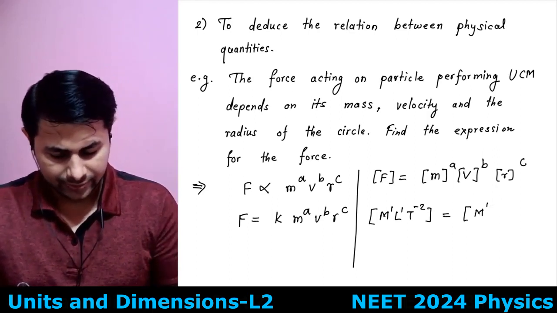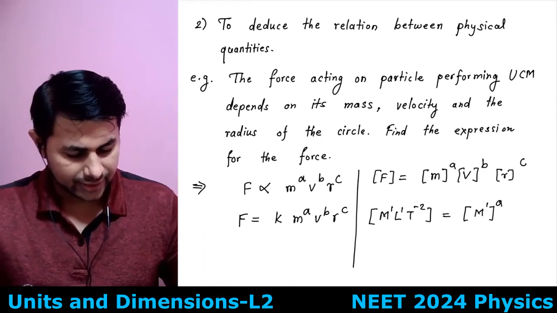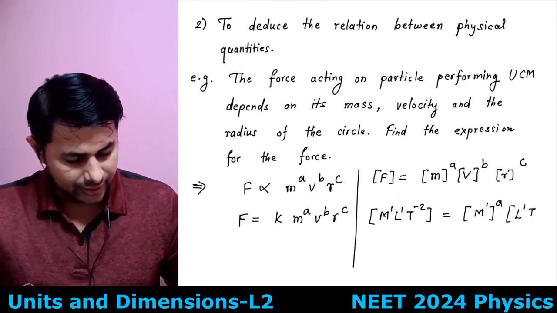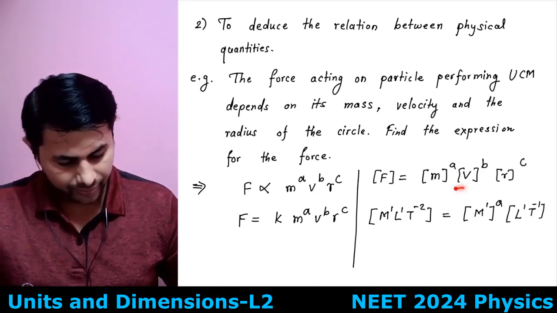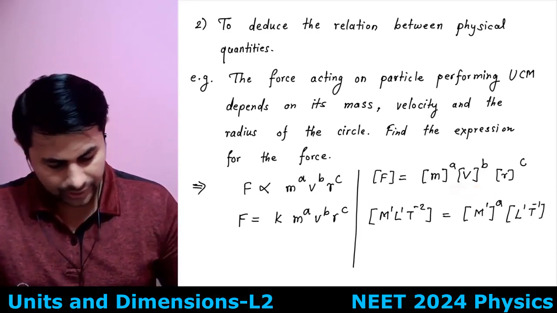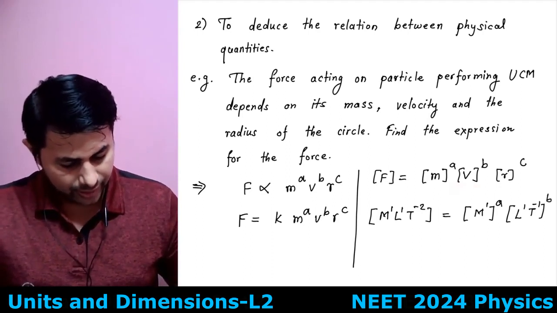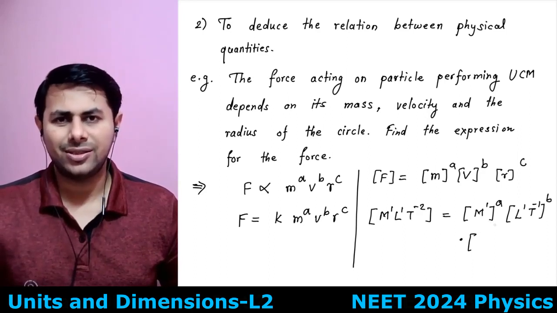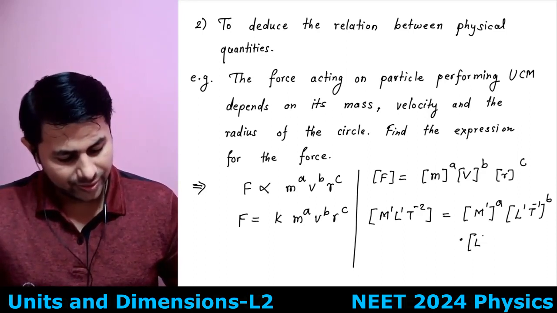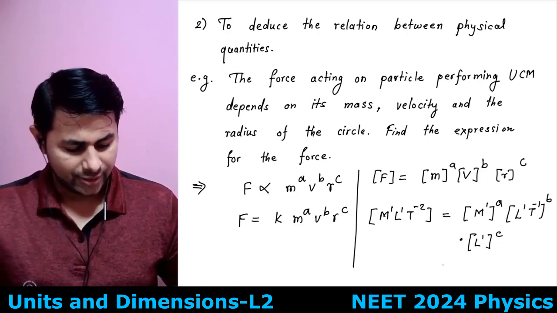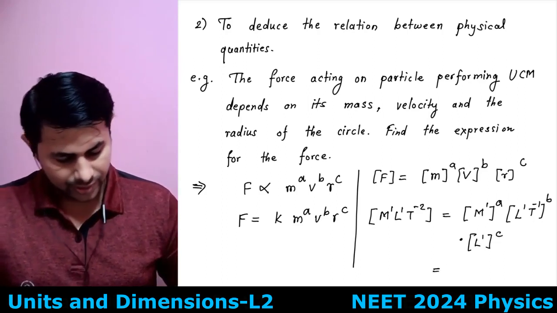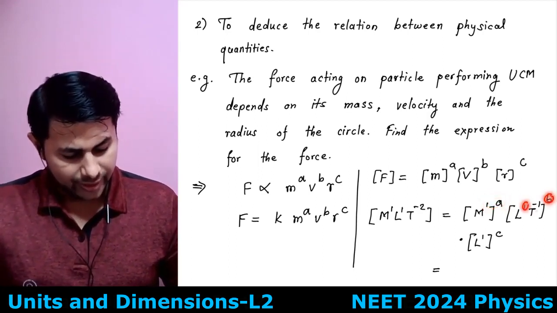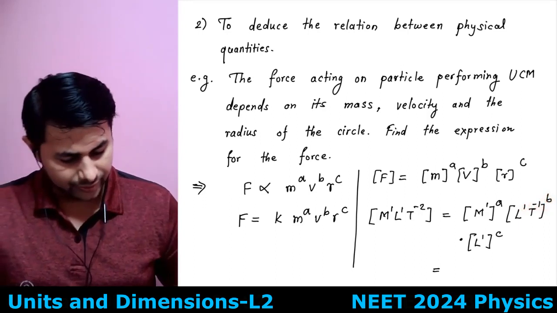For velocity, it is L raised to 1 t raised to minus 1, to the power b. Then in multiplication we have r, which is radius, so it means length: L raised to 1 to the power c. Now let's multiply this out. So it is 1a, 1b, minus 1b and 1c.